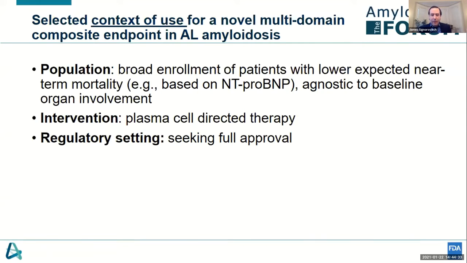So for this exercise, drawing on the work of the working groups, we're going to focus on plasma cell directed therapies for a broad population, hopefully where we don't have to exclude patients often based on their level of organ involvement. And we'll also be thinking about endpoints that would be suitable for full approval, since that seemed to be the area with the most potential added value.